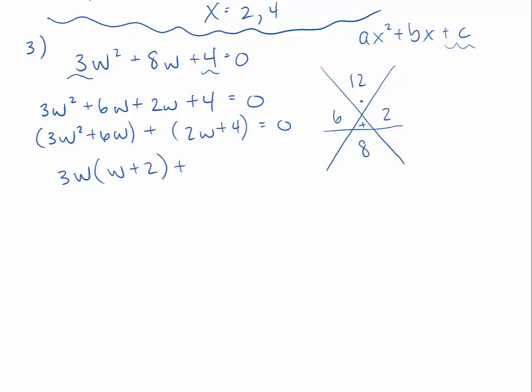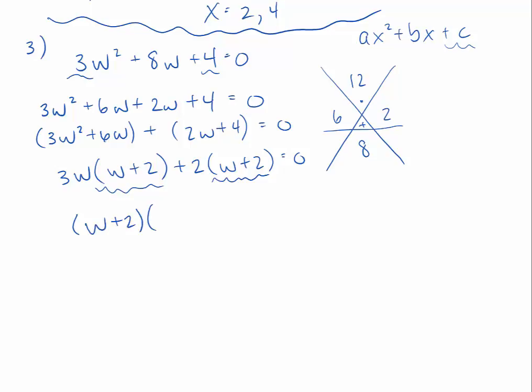And the second one I can pull out a 2, so I'm going to say plus 2 times (w plus 2) equals 0. And now I can see, again, if you followed along in the video, this is exactly the same thing, just different numbers, as number 5 on the previous page. But I have a w plus 2 in each term. I can pull that out, so I have parentheses w plus 2 because I'm pulling that out.